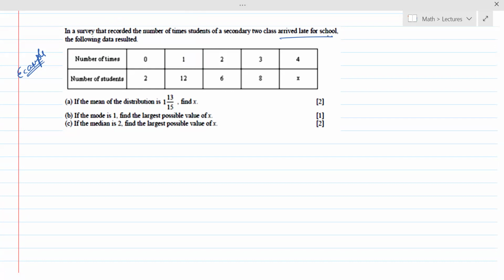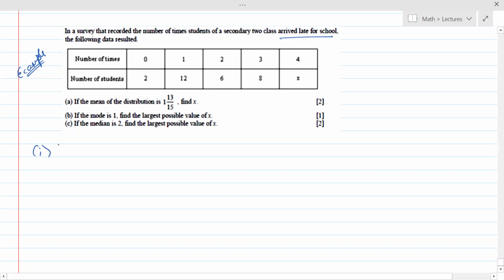So that means 2 students arrived late 0 times, 12 students arrived late 1 time, 6 students arrived late 2 times, and so on. In case of the first part, the question says if the mean of the distribution is 1 whole 13 upon 15, we have to find x. So for the first part, they have given us the mean, and x, which is some number of students, is unknown and is to be found. Since it's about the frequency table, we have to use the formula of mean for frequency table.